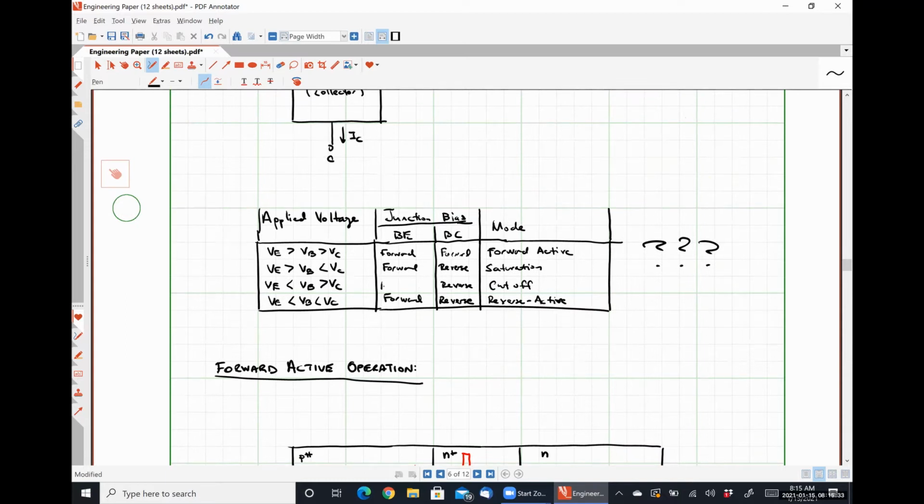So in cutoff, they should both be reverse. In forward active, they should be the opposite of what they are in cutoff. Oh, dang it, hold on. In forward active, the base-emitter junction is forward biased and the base-collector junction is reversed. In saturation, they're both forward. In cutoff, they're both reversed.